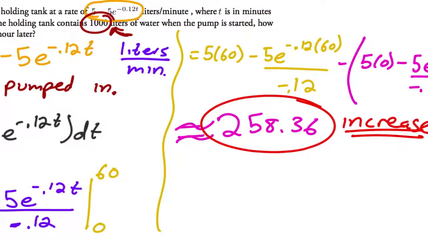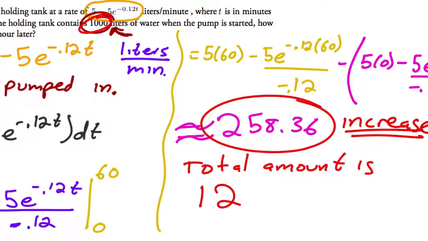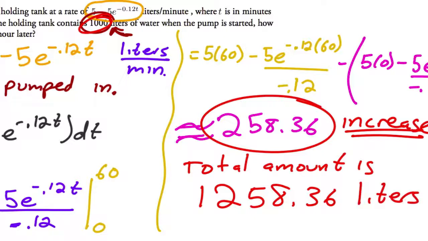But since you started off with 1,000, the total amount of water is 1,258.36. What are the units? Liters. And that's it.